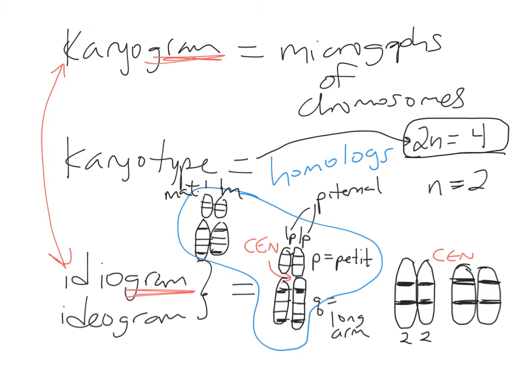So the grams are images, and the type is a written description of the karyogram, or the ideogram. But it doesn't give you as much information as the grams. It just tells you how many chromosomes there are. Yep. That's the karyotype. Karyotypes can get more complicated and give you more information. We'll get into that later in class.